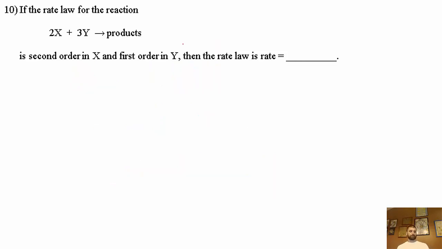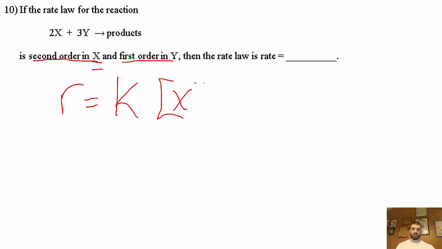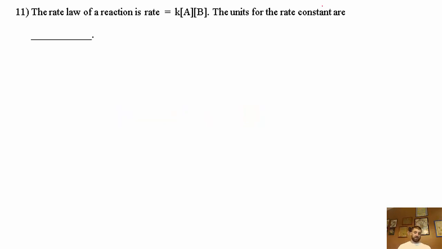10. If the rate law for the reaction 2x plus 3y gives you products as second order in terms of x and first order in terms of y, then the rate law is what? Well, rate equals the rate constant times second order in x, so concentration of x squared, first order in y, so concentration of y to the 1, which you don't have to write, you could just leave it like that. That's it.